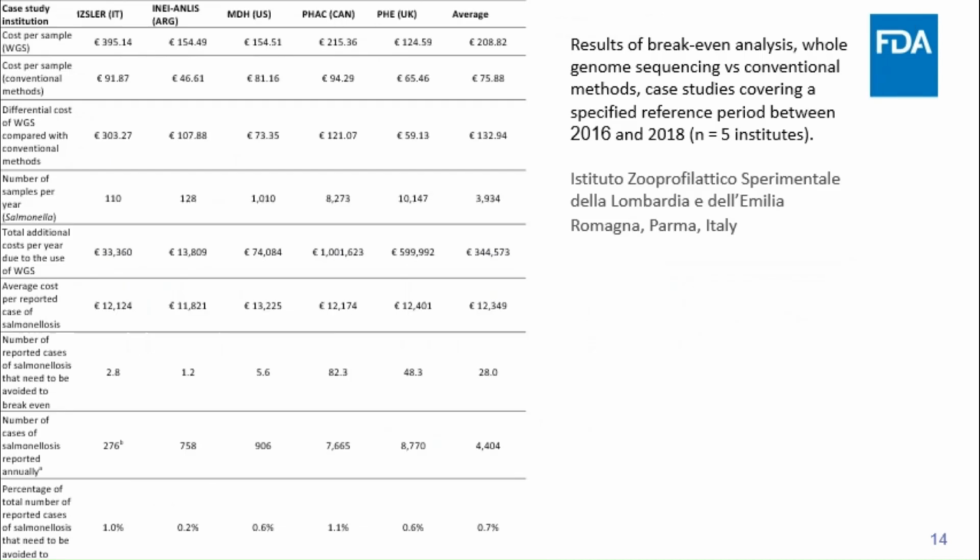So the additional costs are primarily due to the cost of the reagents, which are a little more expensive. But the first kind of study is what's called a break-even study, and it's essentially weighing the cost of building a genomic laboratory versus the cost of lives saved.